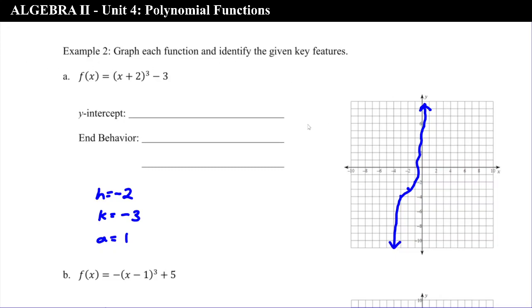Now, where is our y-intercept? Well, our y-intercept is at that point that we found when we were sketching our points. So that would be at 0, 5. And for our end behavior, as x approaches infinity, f of x is also going to infinity. As x approaches negative infinity, f of x also goes to negative infinity.